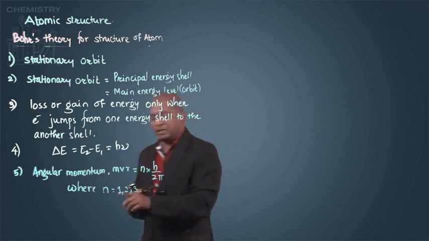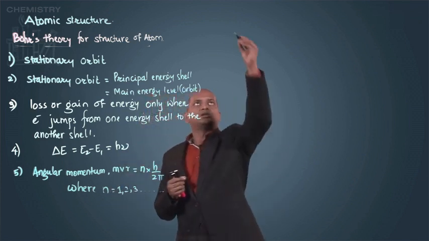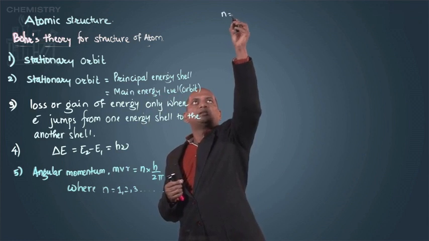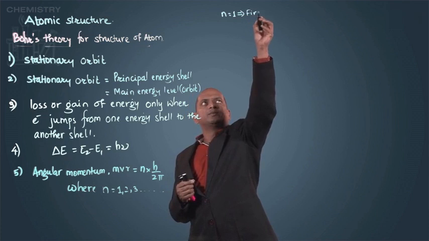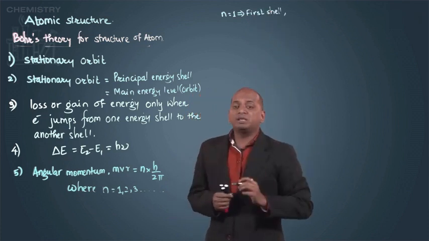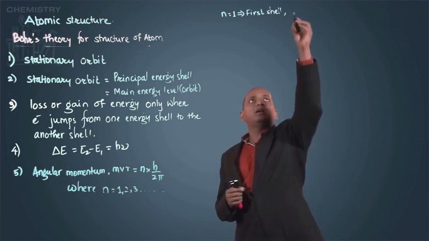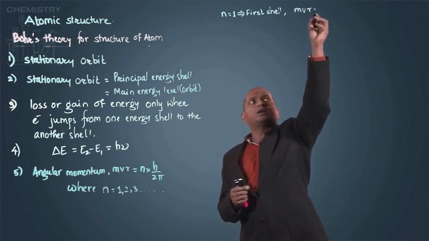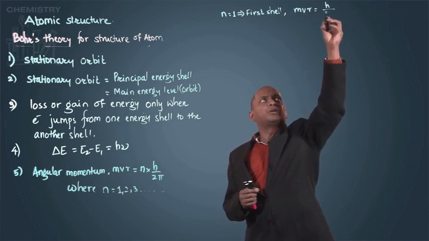Means when I am saying n is equal to 1, this implies first shell. So, what is the angular momentum of electron present in the first shell? mvr is equal to h upon 2 pi.